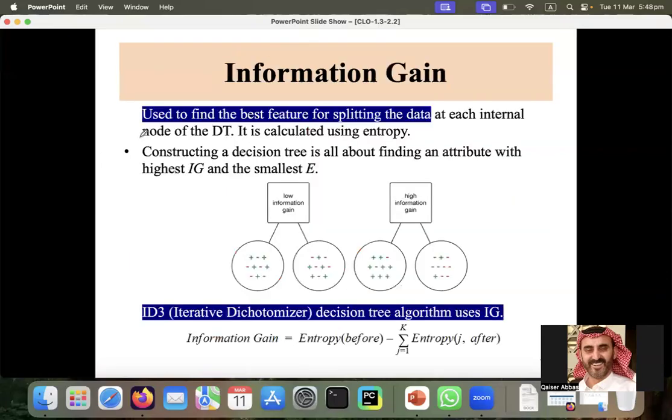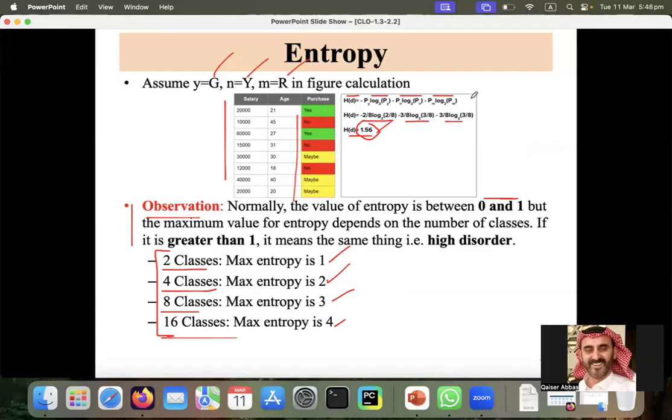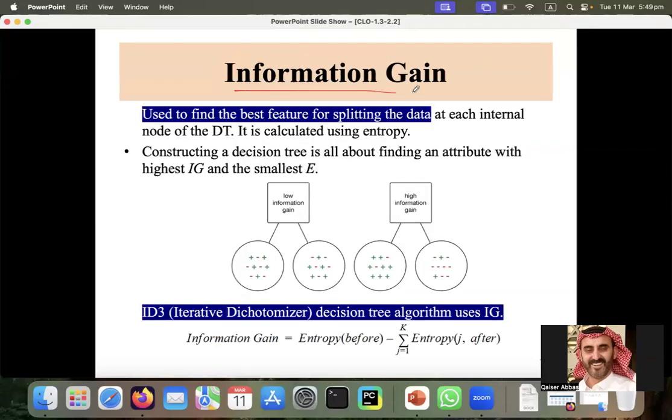So now, from this topic, you know how to calculate the entropy. Now we are moving towards another measure, which is information gain. Where do we use this information gain? When we want to find the best feature, the best variable from our data set, we can use this information gain. And we can also use it for splitting the data.